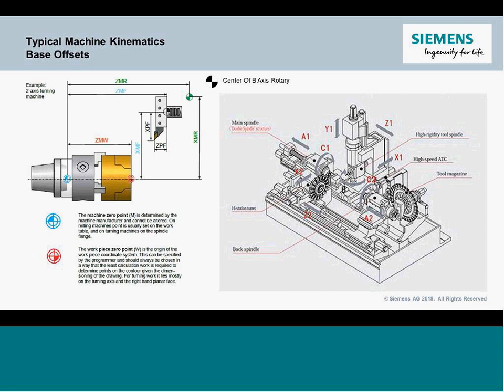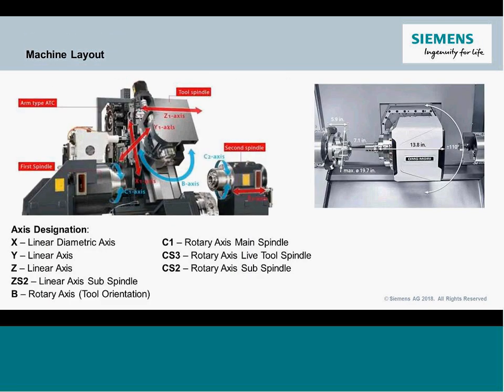So when you set up a tool, the offset is going to be from the spindle face out. The system is actually managing the value from the center of the rotary out. And that's how we can dynamically adjust as we start to rotate the B-axis around.